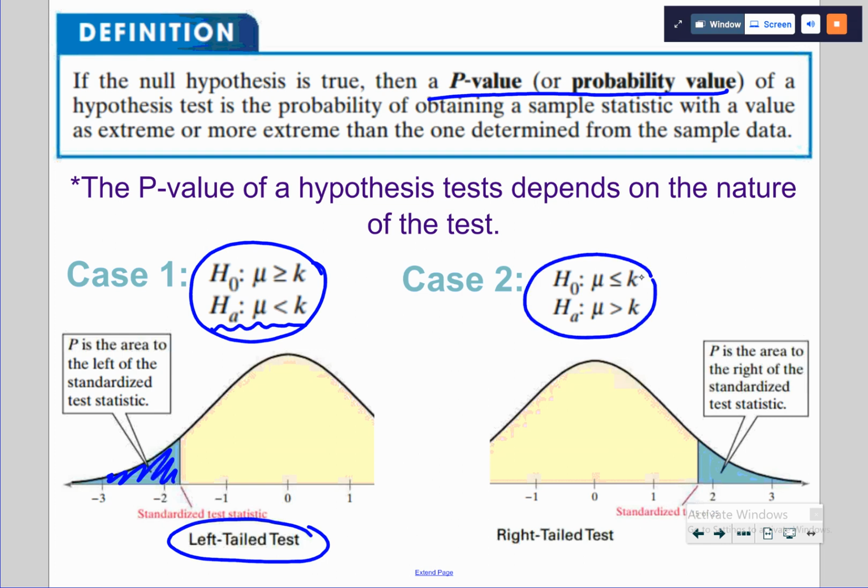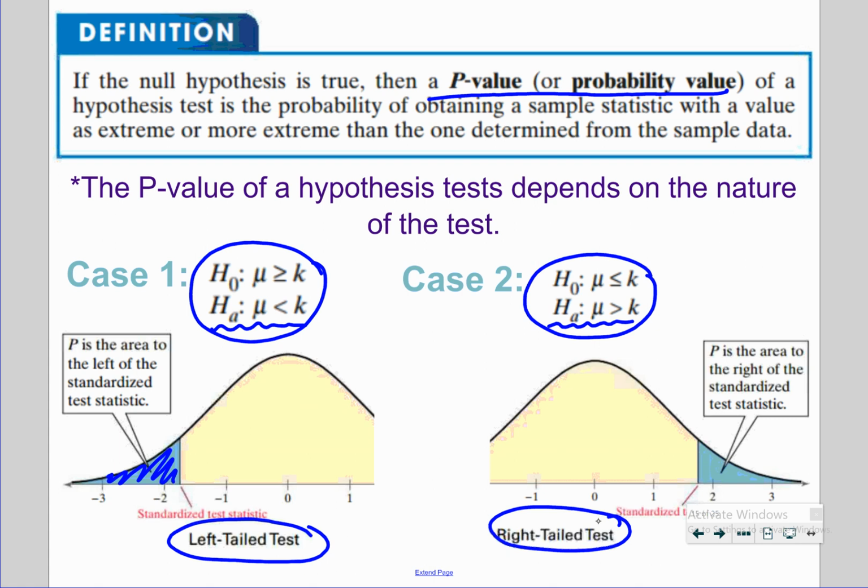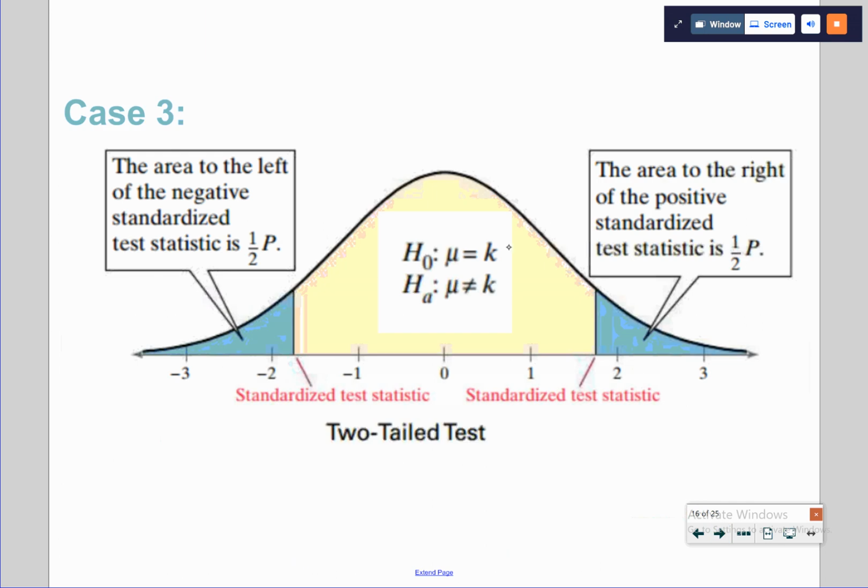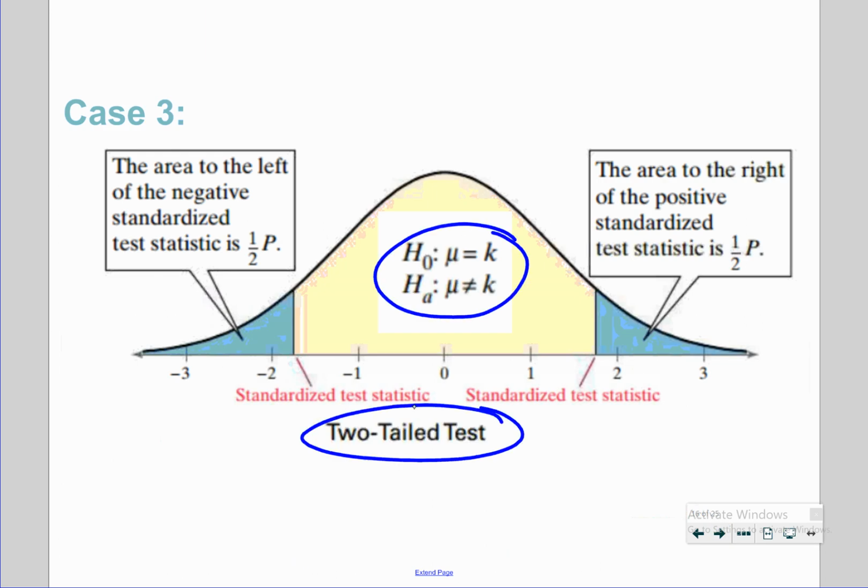Case 2 is where your alternative hypothesis is greater than. That creates a right tail test. So the rejection region, the area that we're going to be using, our probability value, our p-value, is all going to be on the right side. And then the third and final one is our equal to, not equal to case. That creates a 2-tailed test where you're going to have an area on the left and on the right that are going to make up our rejection region.